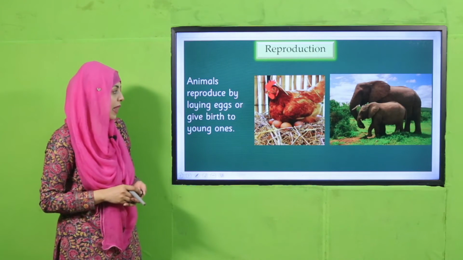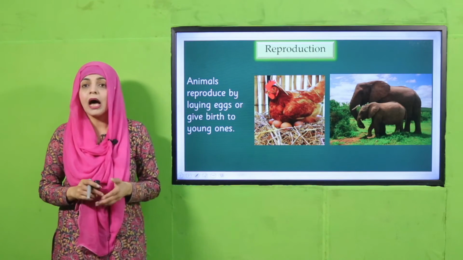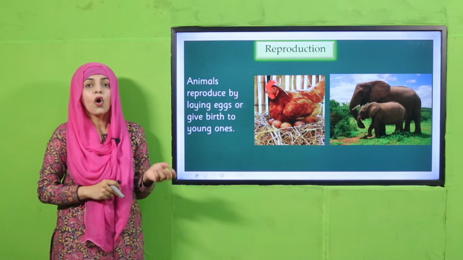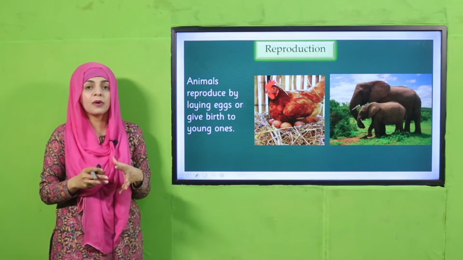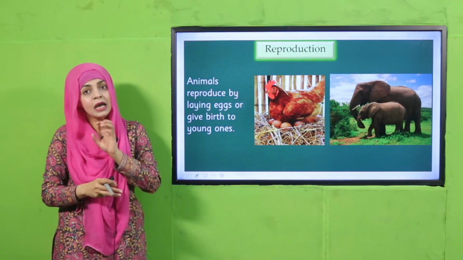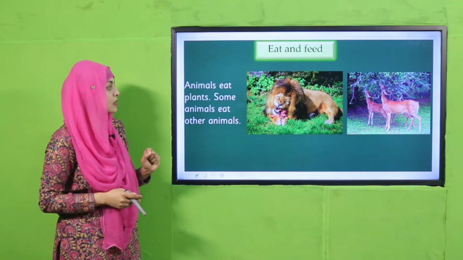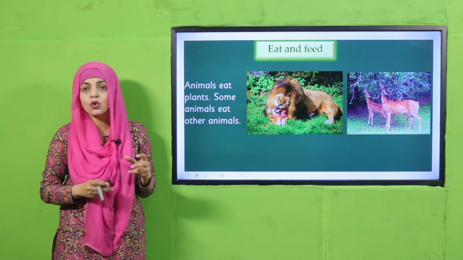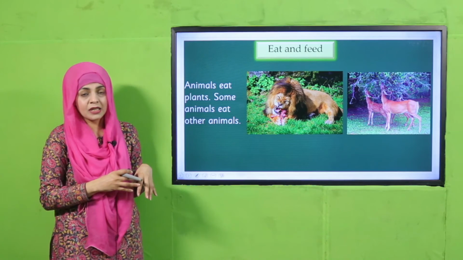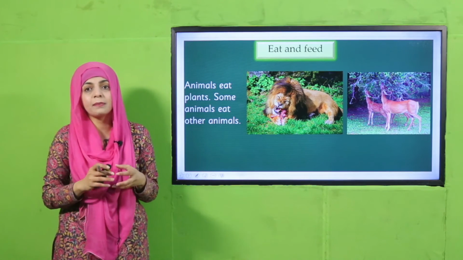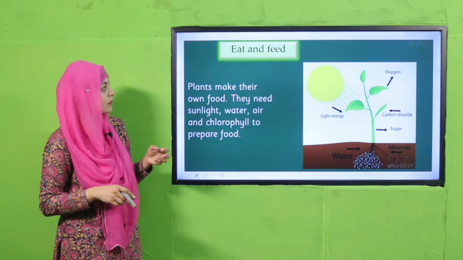Animals reproduce by laying eggs or give birth to young ones. अब जानवर जो है या तो वो अंडे देते हैं, they lay eggs, or they give birth to young ones, या तो वो बच्चे पैदा करते हैं या अंडे देते हैं. Animals eat plants, some animals eat other animals. ठीक है, कुछ animals जो है वो plant eaters होते हैं, कुछ animals meat eaters होते हैं और कुछ animals plants and meat दोनों खाते हैं.